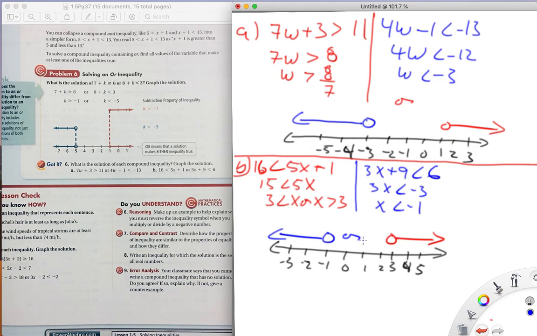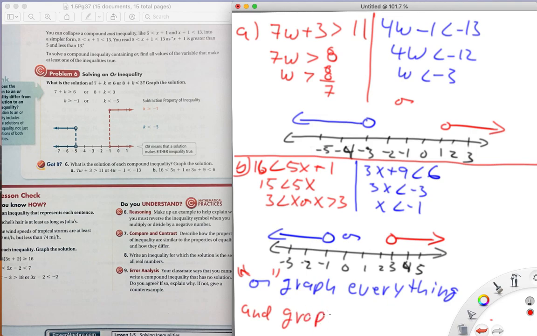So when they're ORs, we graph everything, and it's every solution that makes it true. So when it's OR, you graph everything. When it's AND, you graph the intersection.